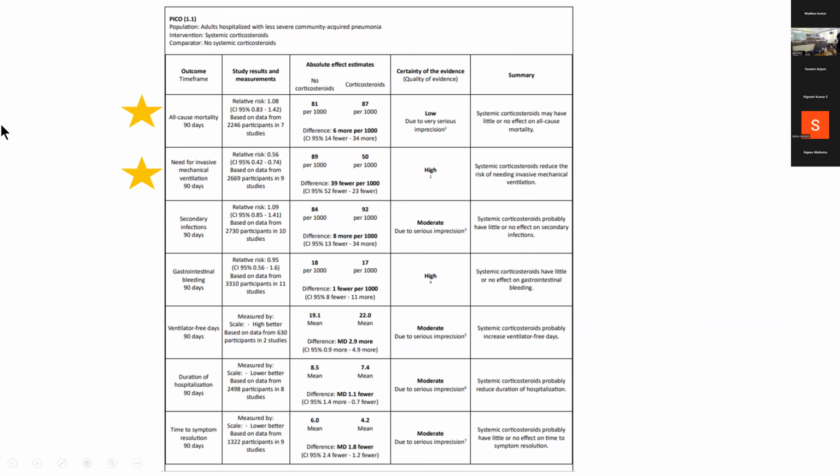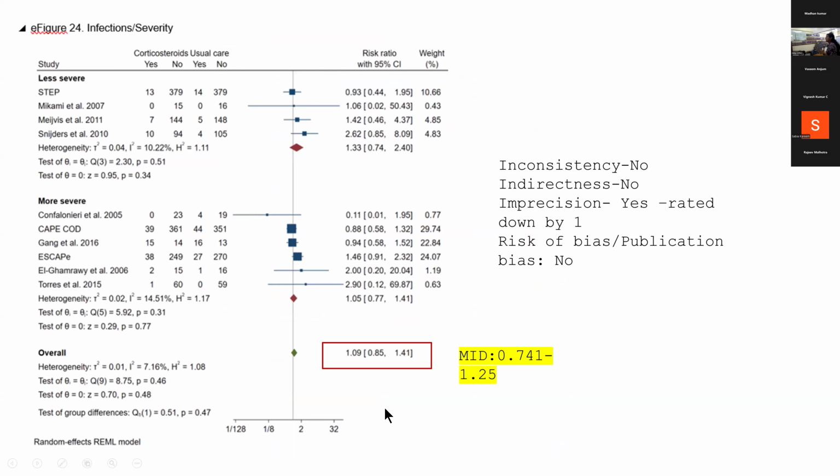Okay, let's look at all the adverse effects. What are the adverse effects of giving steroids to a patient? Hyperglycemia, infections, and GI bleed. So let's look at infections. For inconsistency, I would not rate it down. There's no subgroup effect also, and you can see all the confidence intervals are overlapping.